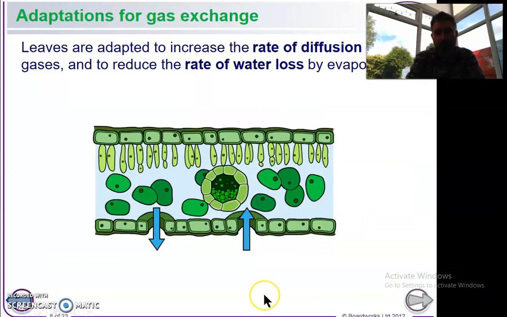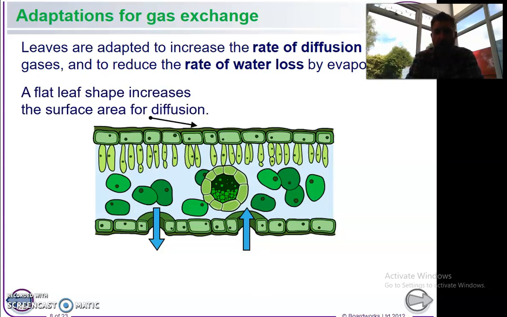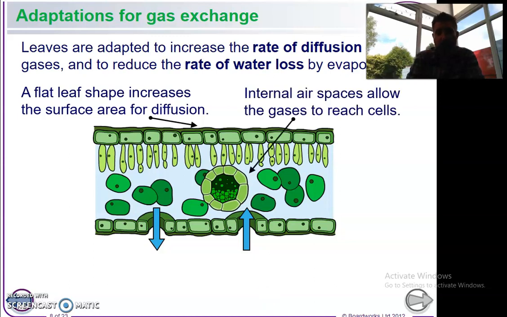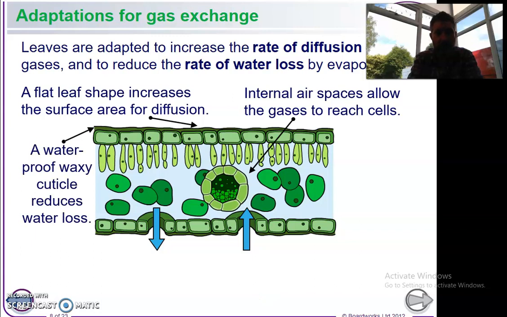So, what other adaptations are there? We've mentioned this in terms of leaves. Leaves are adapted to increase the rate of diffusion of gases and also to reduce the rate of water loss by evaporation. How do they do that? Well, you've got a large surface area, which is brilliant for diffusion. You've got these great big air pockets, so the gases can spread around. You've got a high concentration of carbon dioxide outside the plant, so it moves inwards. You've got a high concentration of oxygen inside the plant, so it moves outwards.